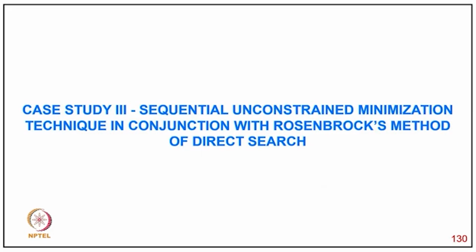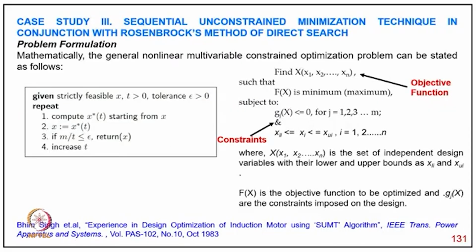So coming to the third case history, it is a sequential unconstrained minimization technique in conjunction with the Rosenbrock method of direct search. What we do here is convert this constrained optimization problem by sequential unconstrained minimization into an unconstrained minimization problem by suitable modification, and then use the direct search method of Rosenbrock. In this process, the best design we got is considered the initial design for the next set of iterations. So we presume that it goes to the global optimum or conditional optimum, the best design.